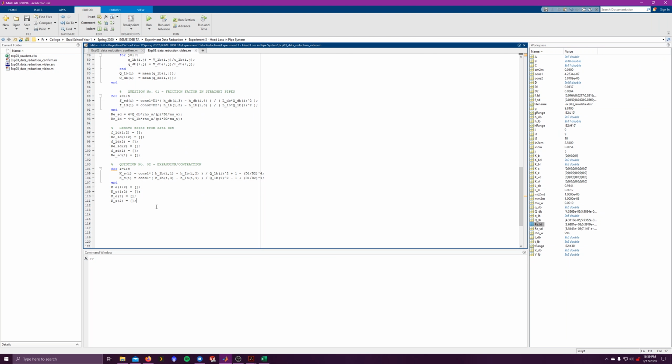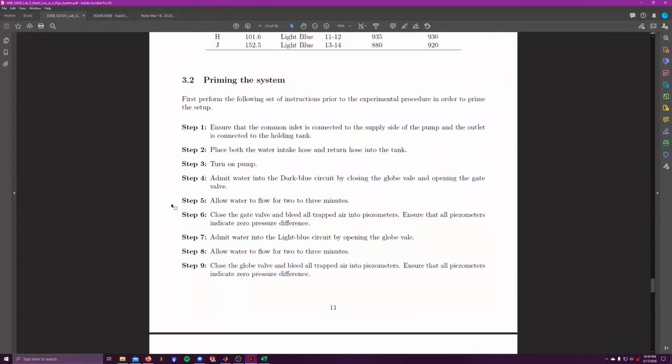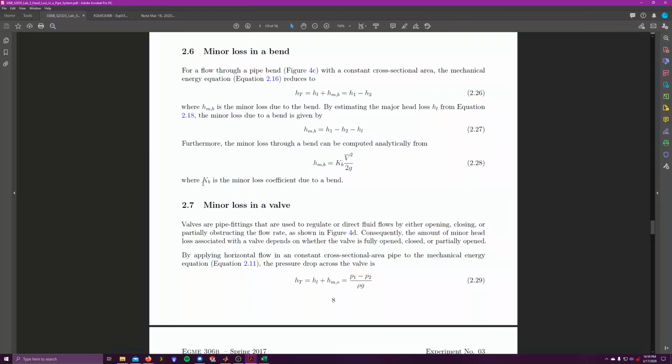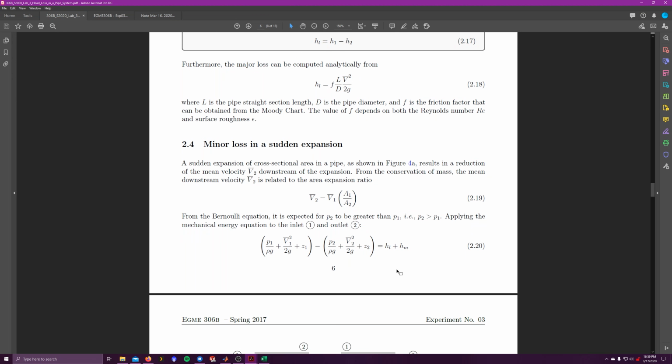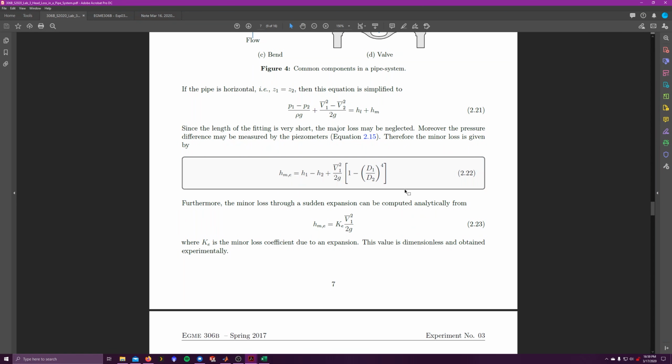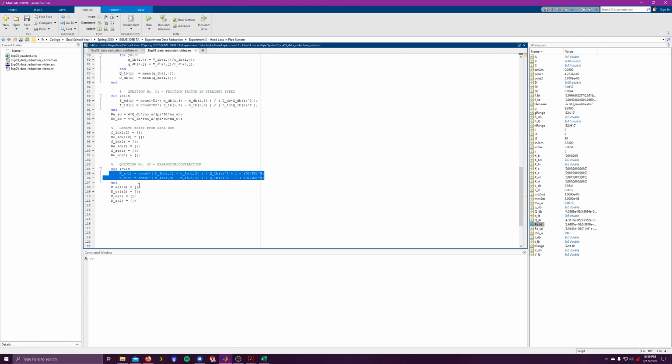Okay, so question 2 is for an expansion and a contraction. So take note of this formula, it's going to be this formula right here. 2.22, that's for an expansion, and then for a contraction, 2.24. So again, we're using our constant value here, and it's the same kind of logic that I explained up for the friction factor.